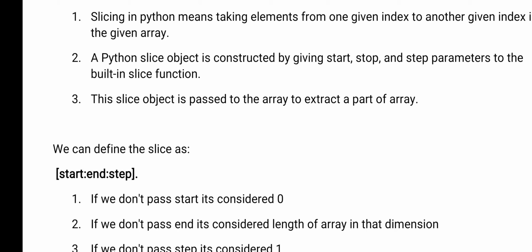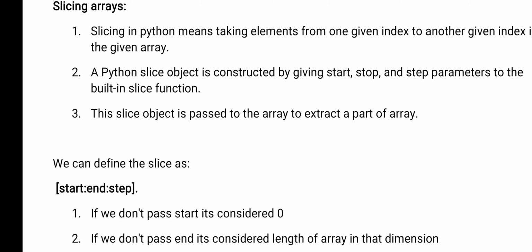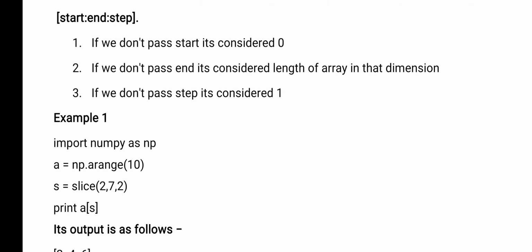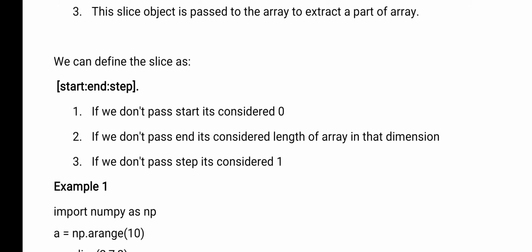This is only the introduction part. Here, slicing is extracting elements from a given index to another index, and we are using a built-in slicing function that takes 3 parameters: start, stop and step value. Now you see a few points I have given with the syntax. Just now I explained: start, colon, end, colon, step. Start means from where you want to extract. Stop, or end, means where you want to stop. Step means how much you want to increment the index.